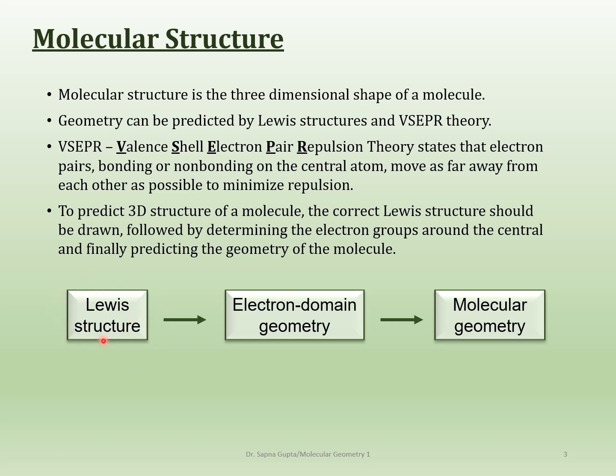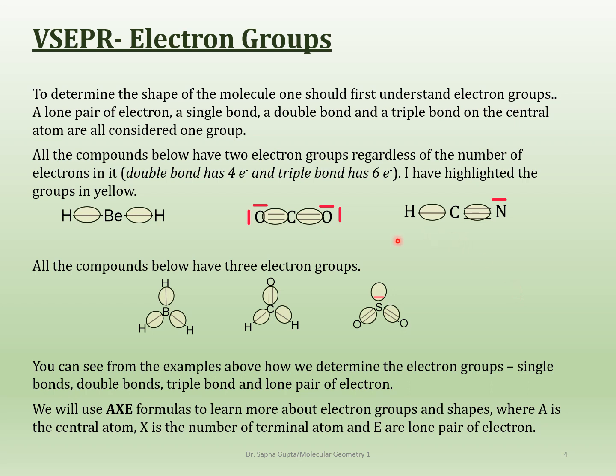Once you have the Lewis structure, then you look at what is called the electron domain geometry, and from there you get the molecular geometry. So I'm just going to call this electron geometry, okay? So I don't have to worry about domain, but really this is what you're looking at, because remember, you're looking at the electron repulsion. So you need to know where the electrons are. Once you know where the electrons are, then you can figure out the molecular geometry. So it's a step-by-step process. So first of all, I want you to understand electron groups, okay? Because electrons are the ones that are going to be repelling each other.